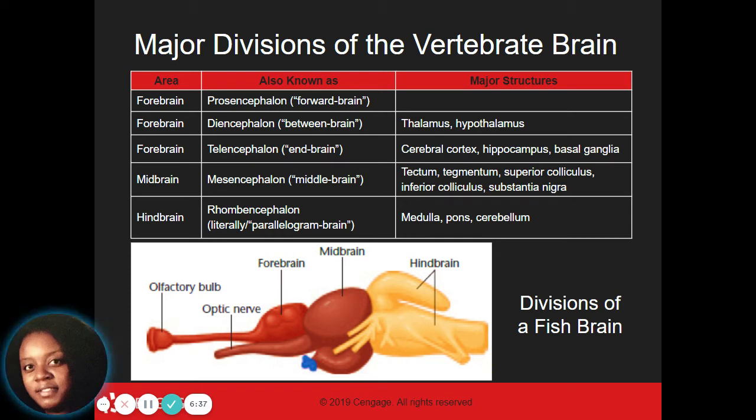And you can see from the image, which is based on a fish brain, it's showing you the different divisions, what a hindbrain might look like, what a midbrain and a forebrain. Of course, it's going to be different for a real human, but you get the idea of how things exist in the brain.